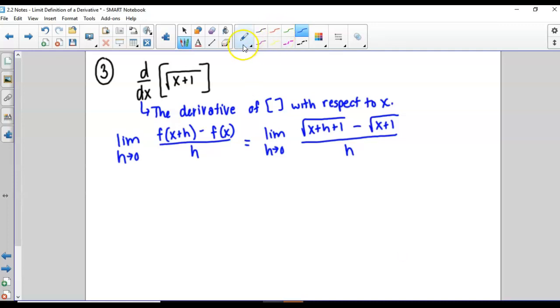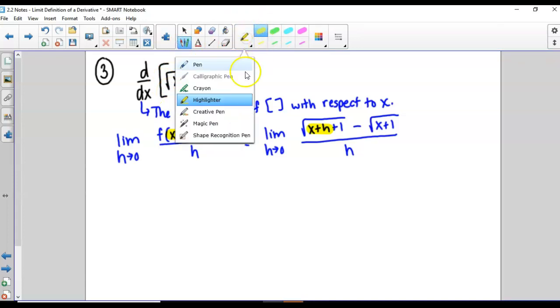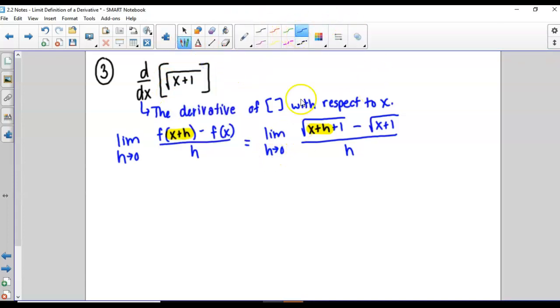What we did is this was f of x plus h, so right where that x was, we put x plus h instead. And then we subtracted the function, which is just what we were taking the derivative of. In order to do this, we have to multiply by the conjugate to rationalize here. So we're going to multiply by the square root of x plus h plus 1 plus the square root of x plus 1, and we're also going to multiply by that same thing on the bottom.